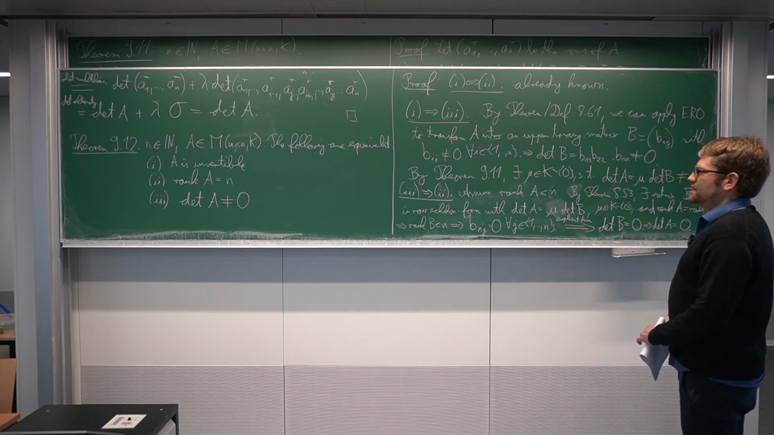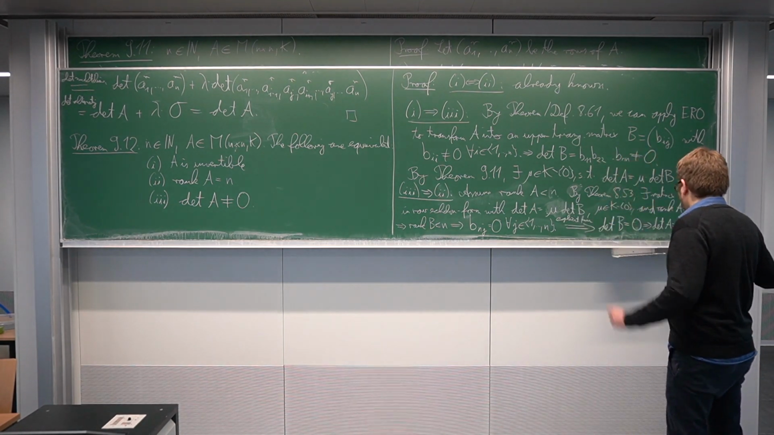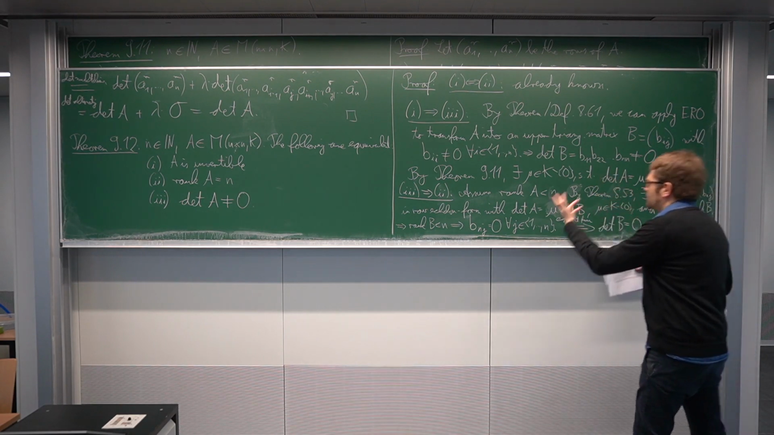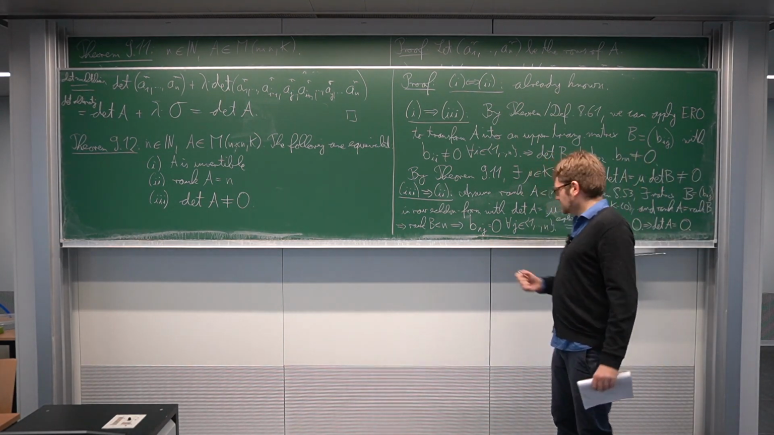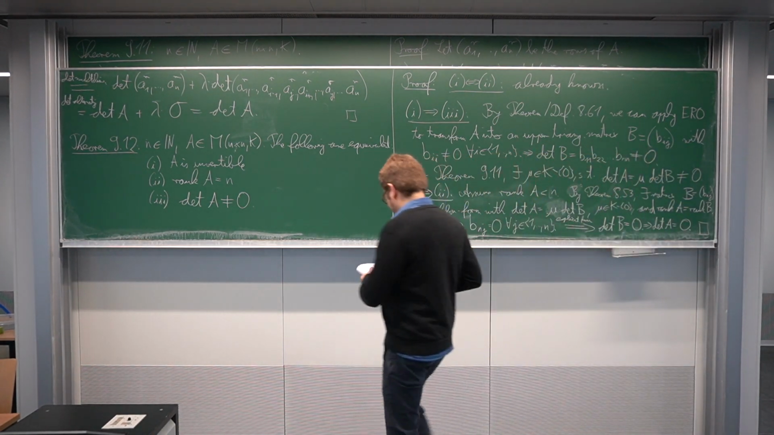And this shows the claim, because this is now contraposition. So if the rank is smaller than n, then the determinant must be 0. So conversely, this means that if the determinant is non-zero, then the rank must be n. This is what we wanted to show. And this concludes this proof. Sorry for squeezing this a bit.